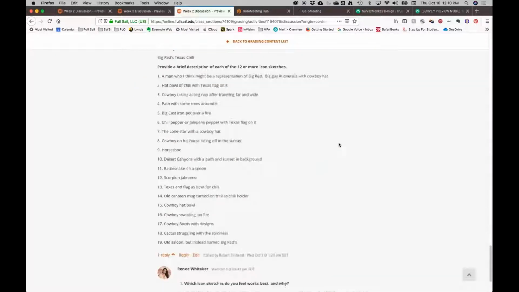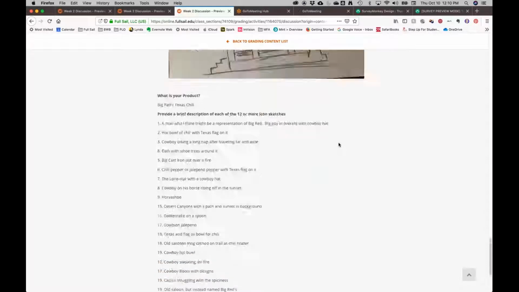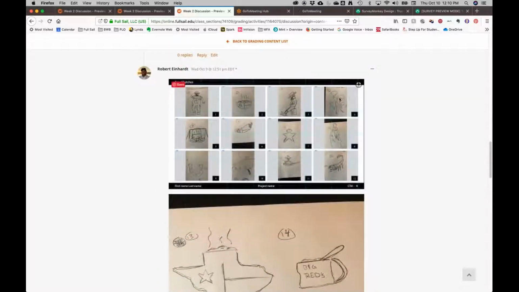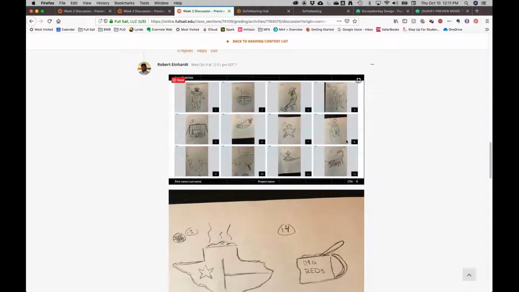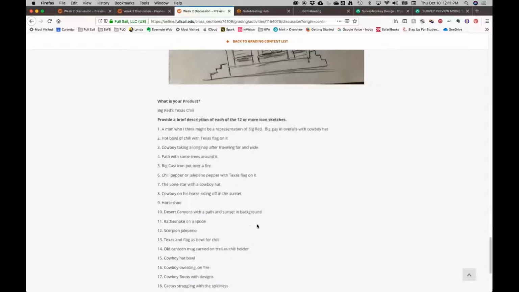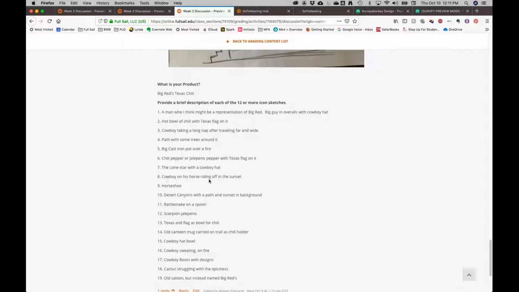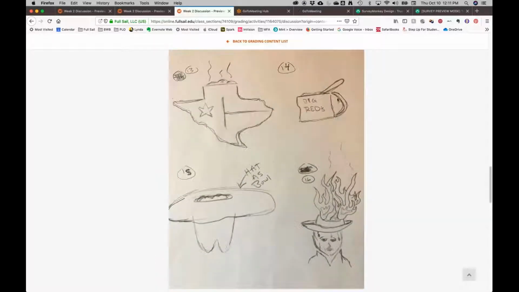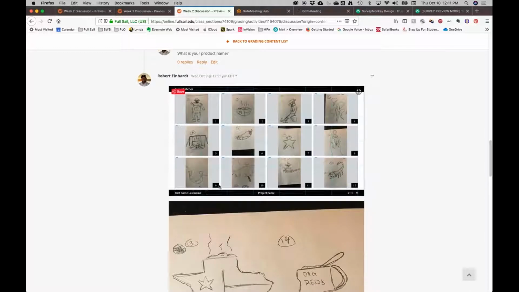4, let's scroll down. Path with some trees around it. Okay, so that's out in the woods. The campfire. Chili with the Texas flag. The Star of Texas with a hat. Cowboy hat. Cowboy on the path, right? Is that what number 8 is? Stop me if I get any of this wrong. No, riding off into the sunset. Well, that's good. That's a testament to your drawing.